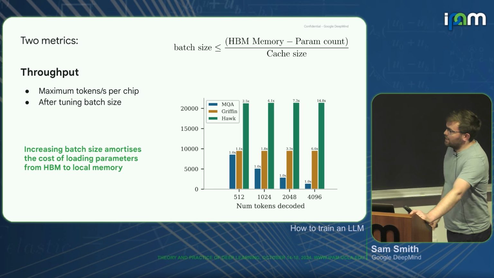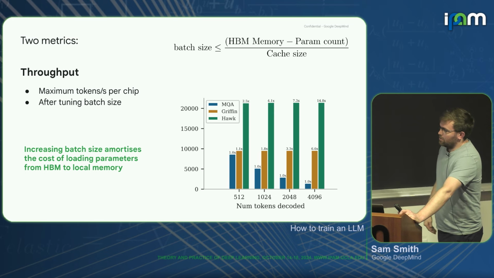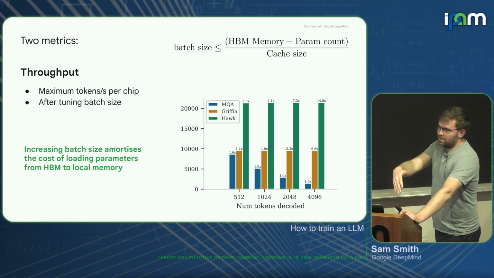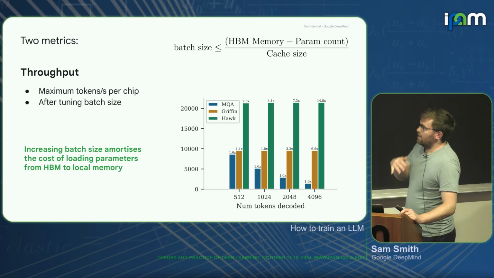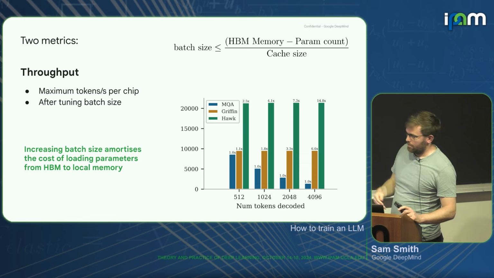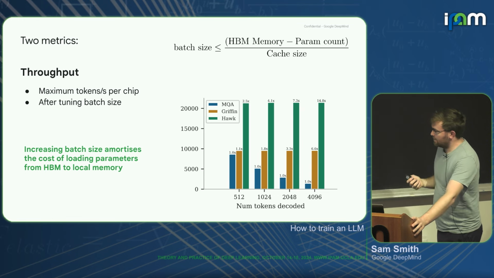So the dominant factor in why the throughput is so much higher is just that if you can fit a bigger batch size on the device, then you amortize the cost of loading the parameters, because that cost is shared across all of the different elements in the batch. And that gives you a big win. So that's basically how it pans out.